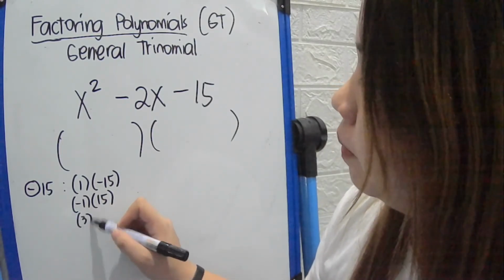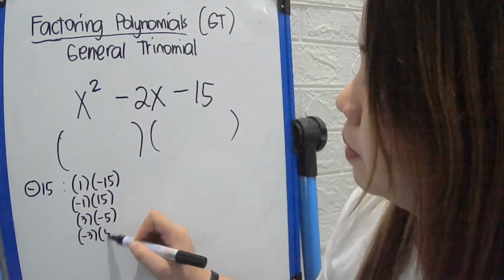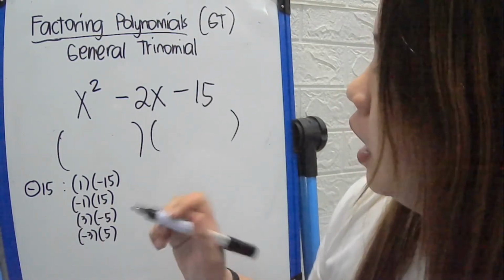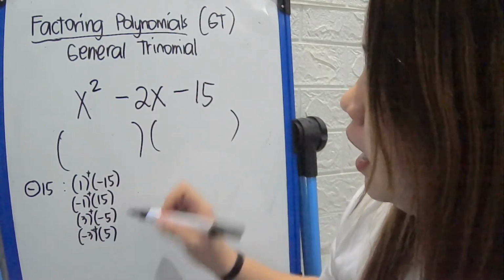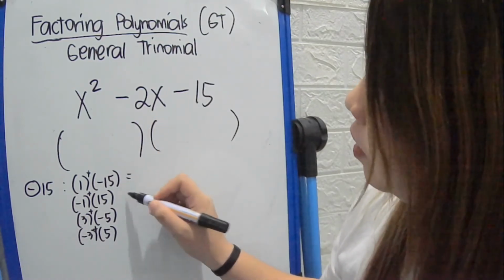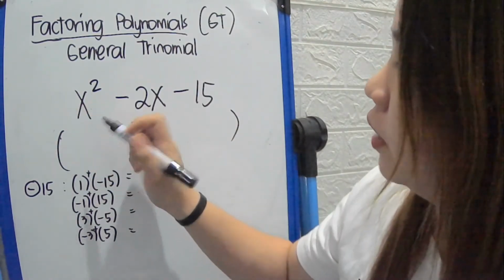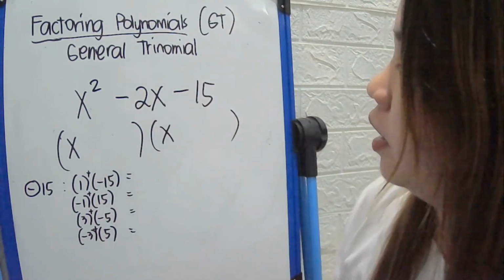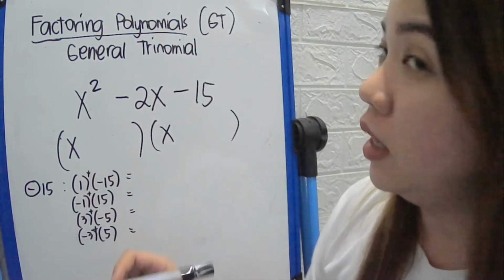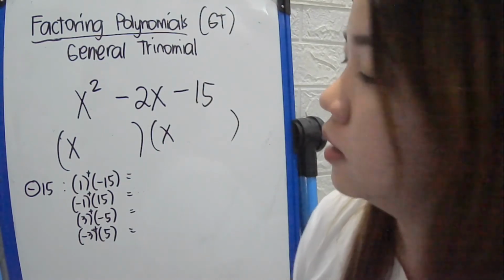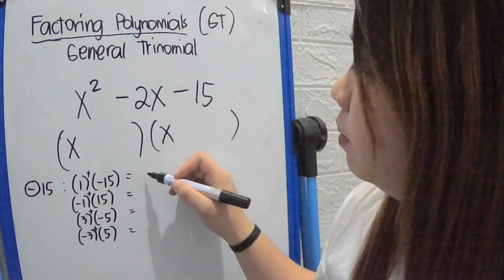Next, 3, then negative 5. Tapos, pwedeng negative 3, tapos positive naman yung 5. Now, let us try to add each. Ang target natin, dapat yung sum nila ay negative 2. So, let's see. Sulat pa lang muna natin yung factors ni x squared, which are x and x. Now, let's add 1 and negative 15. When we are adding different signs, ima-minus natin sila. So, 15 minus 1, that will be 14.